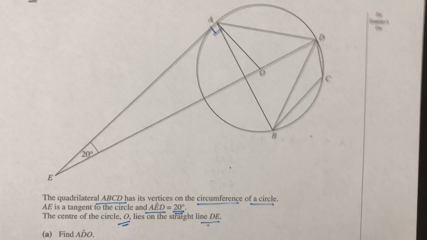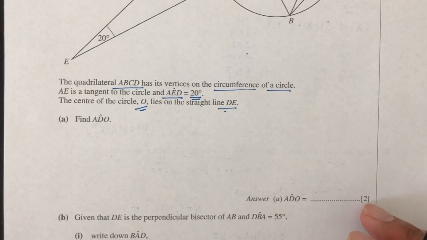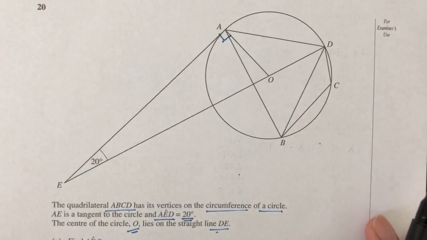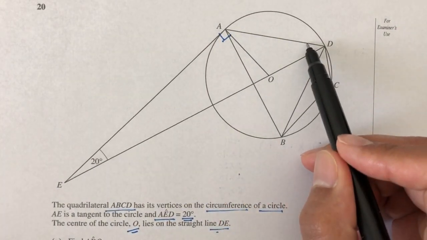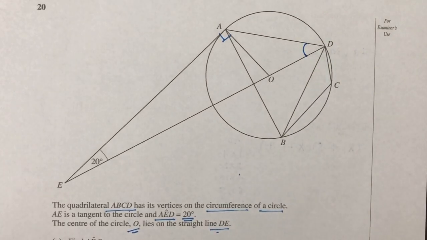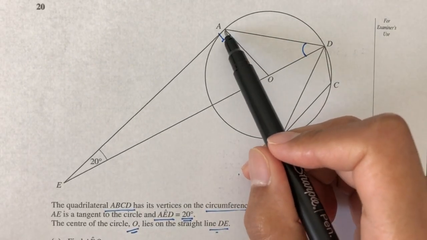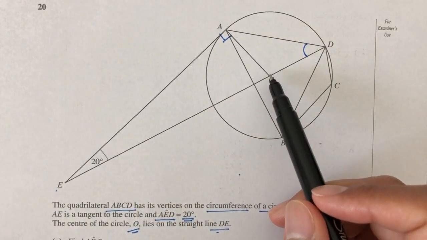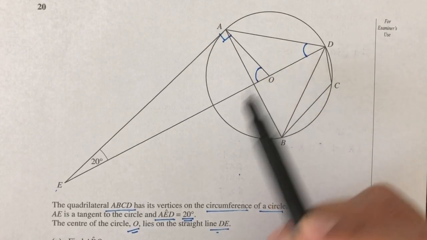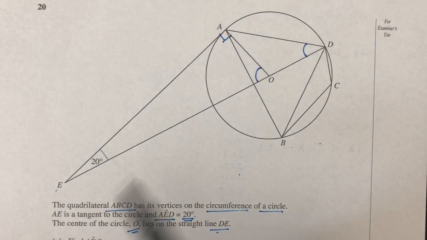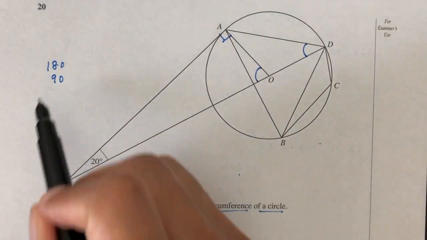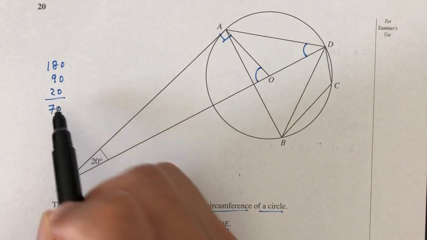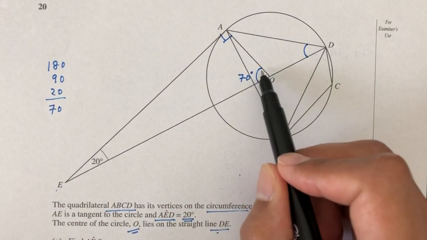Okay. Let's see what we can do now. It says find the angle ADO. So find this angle here. How would you find this angle? First observe that if this is 90 and AEO is also a triangle, this angle here will be 180 minus this minus this. So let's do that. 180 minus 90 minus 20. That will be 70. So this is 70 degrees for this angle.